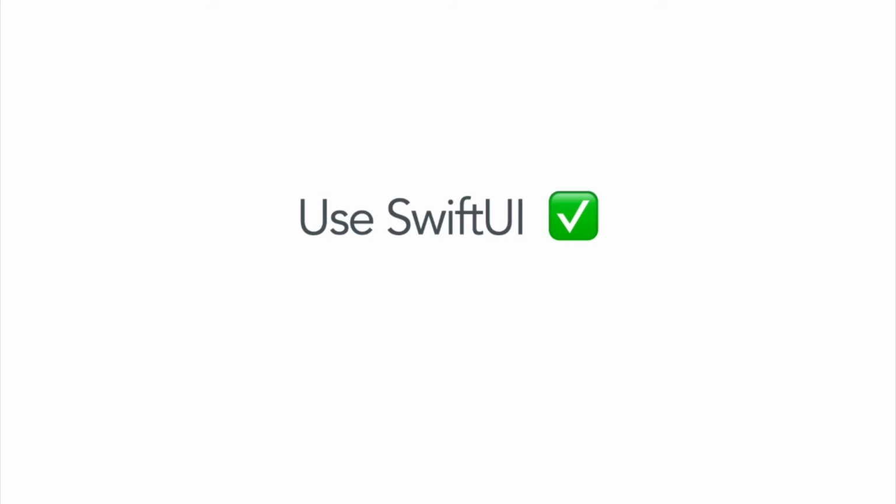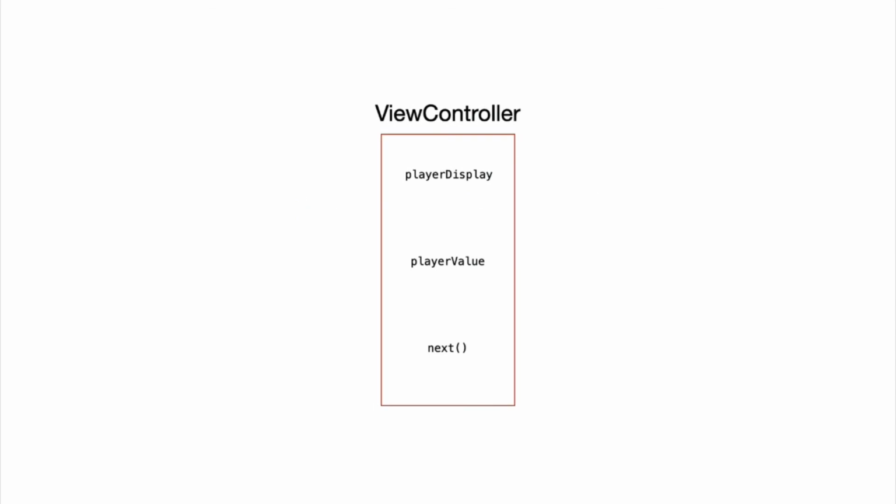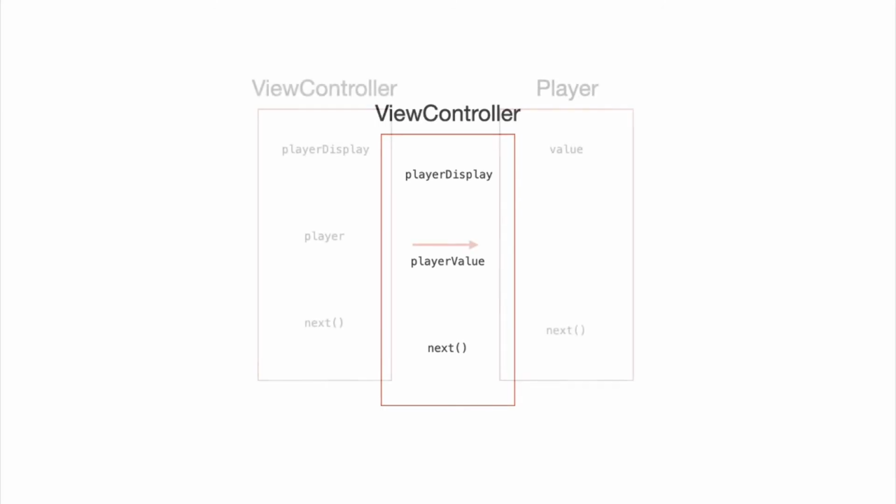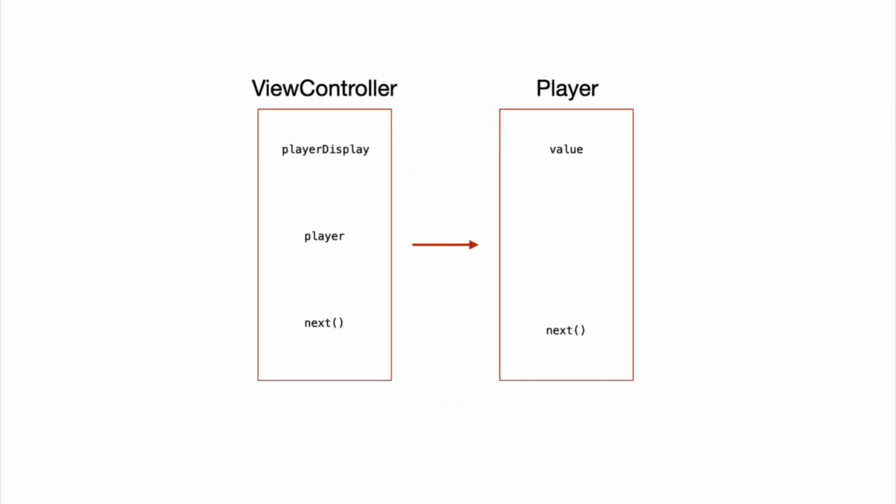We replaced that updating in Combine using publishers, subscribers, and subscriptions, and then we redid it in SwiftUI using the @State property. So far, everything has been in a single file. It's all been in the view controller. We've had our player display, our player value, and next. And so what we want to do is take our model object and define it somewhere else and put our value and our next function inside of that.